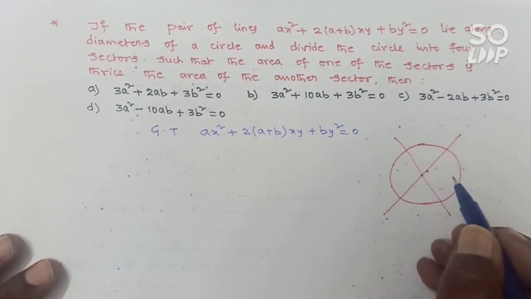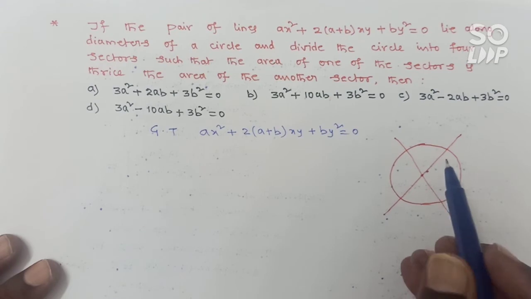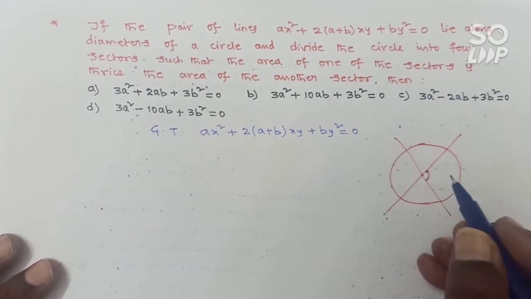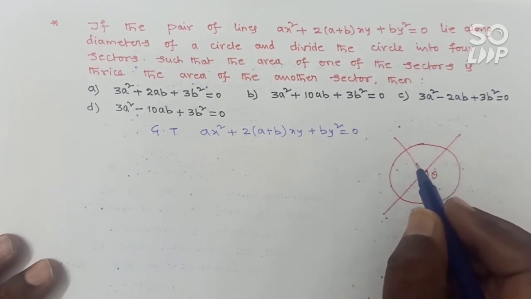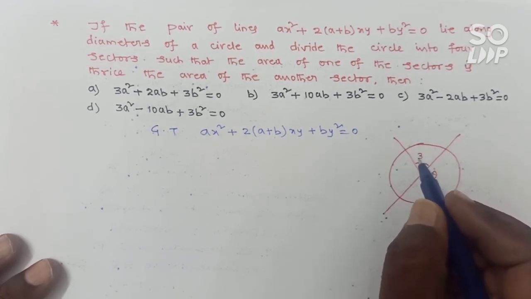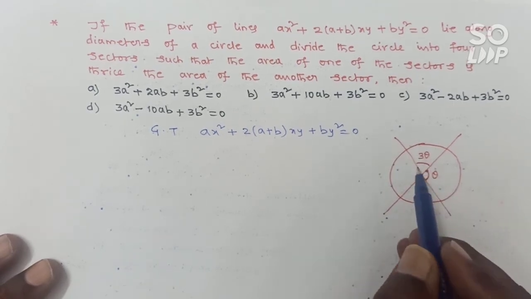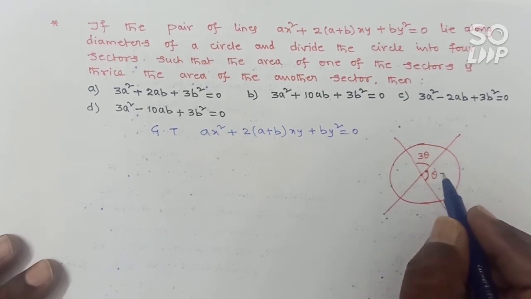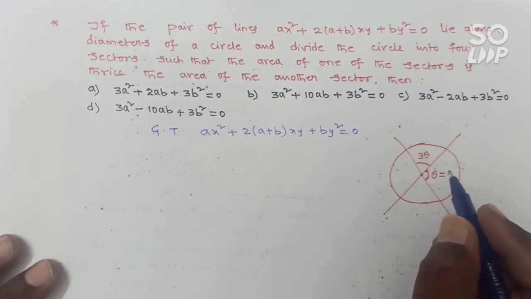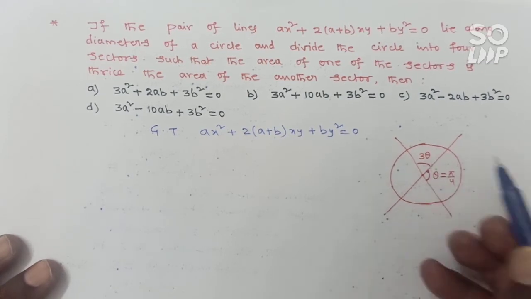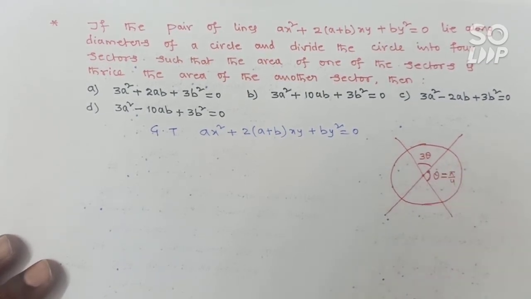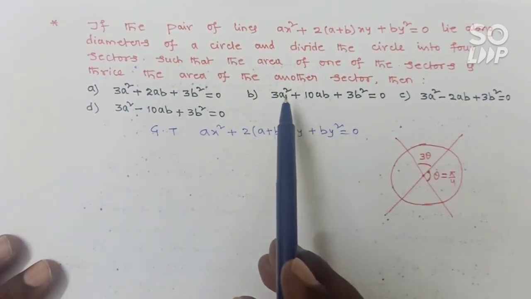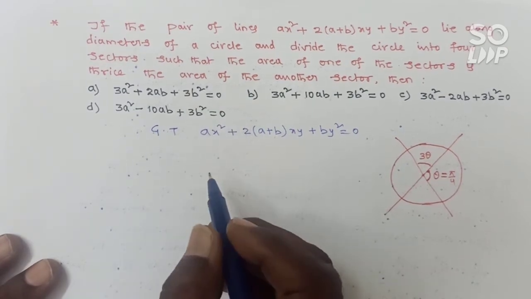Now here the area of one sector is thrice the area of the other one. Suppose here the angle is theta, then here the angle will be 3 theta. We know the straight angle is 180 degrees. That means theta will be equal to pi by 4. Then 3 theta will be equal to 3 pi by 4. So you have to find that.